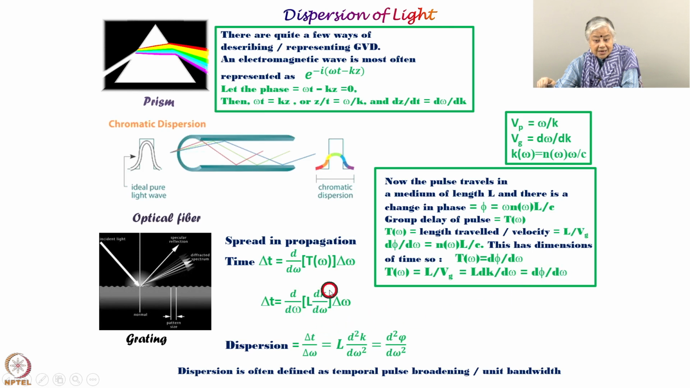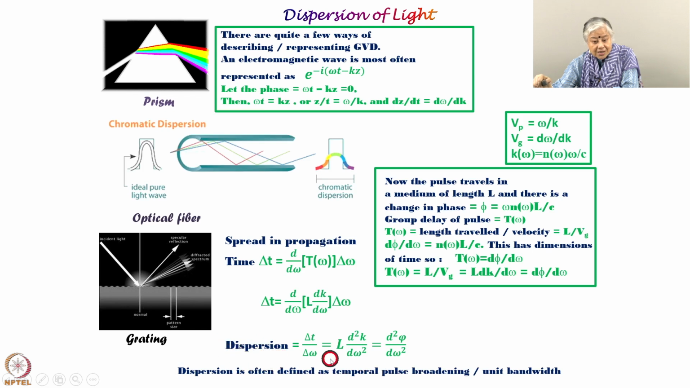Okay. So, it is L dk by d omega and delta omega. Dispersion is equal to delta t by delta omega. So, I just bring this delta omega on this side here. So, it becomes delta t by delta omega, which is called the dispersion. Okay. It is related to the group velocity dispersion, but dispersion by itself is slightly different from group velocity dispersion. It is definitely related. So, I am talking in terms of the dispersion of light.